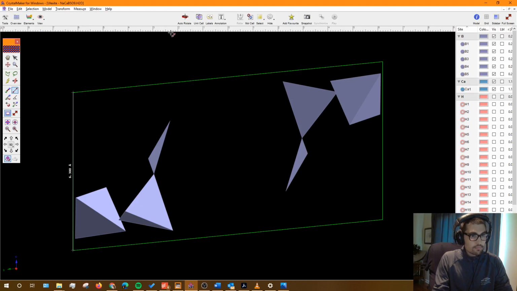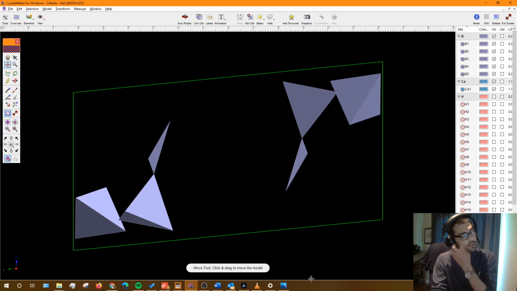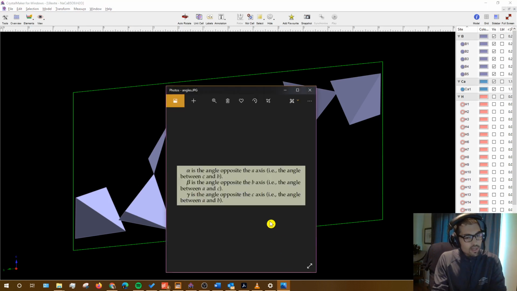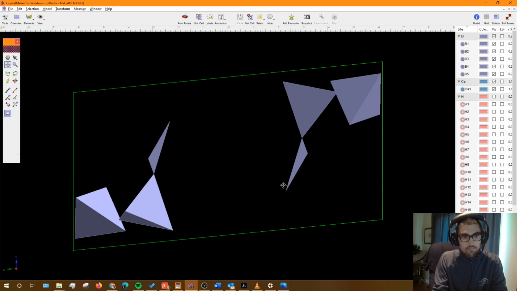Okay, so let's take a look at CrystalMaker and see what that means. So right now, we are looking down the A axis, and so that means that I can see the angle between B and C. B is running sideways, C is running up and down. So this angle here is the angle between B and C. This one here, the alpha angle. That's what I can see at this corner.